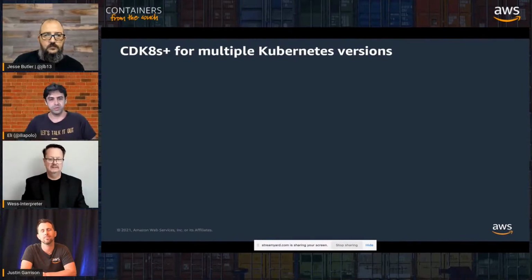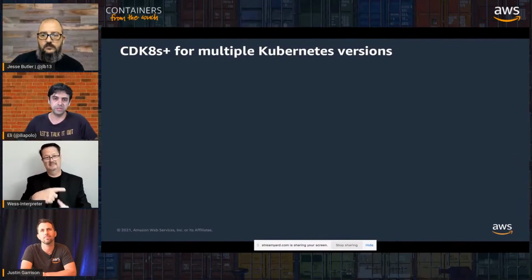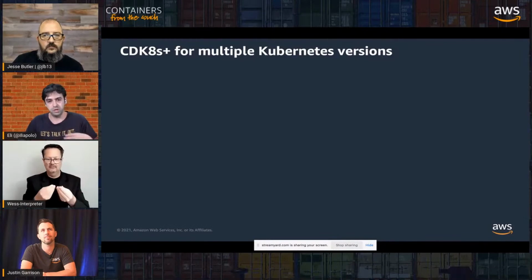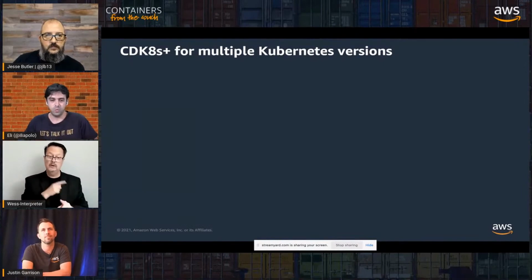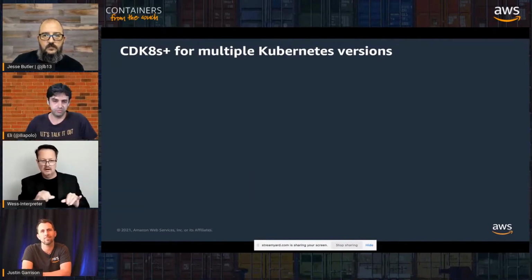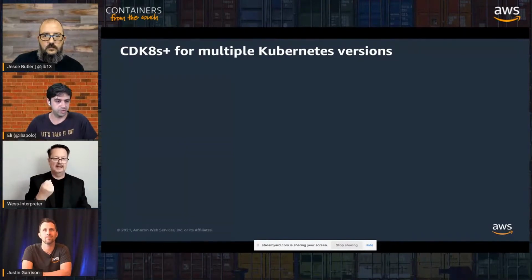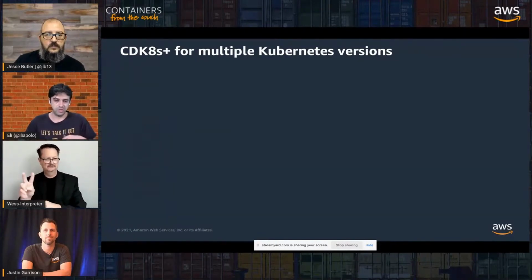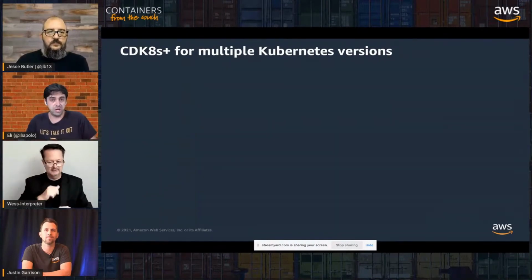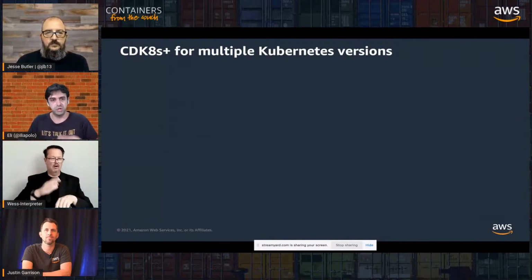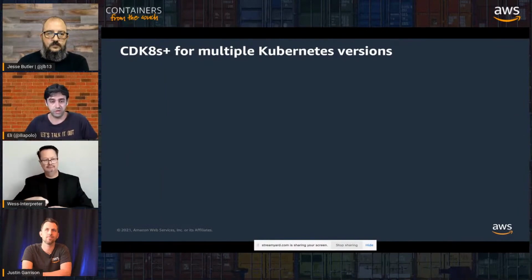Okay, so CDK8s Plus for multiple Kubernetes versions. This is also something that we decided to add with this release. Even though we're not graduating CDK8s Plus, we are paying attention to it. And one very common thing that we've been trying to deal with is how do we support CDK8s Plus for multiple Kubernetes versions? The lower level APIs, the ones that are auto-generated, that's not a problem, right? Because those APIs are just generated on demand. You can specify which Kubernetes version you want, and CDK8s will generate the code bindings for that version.